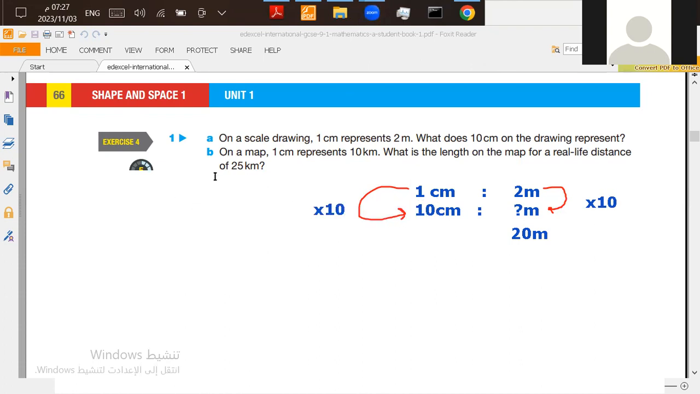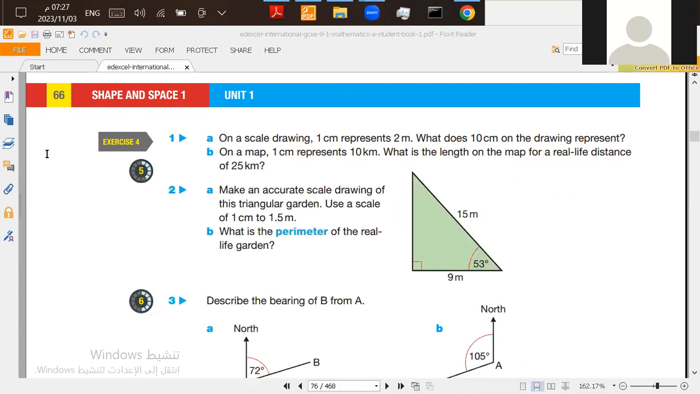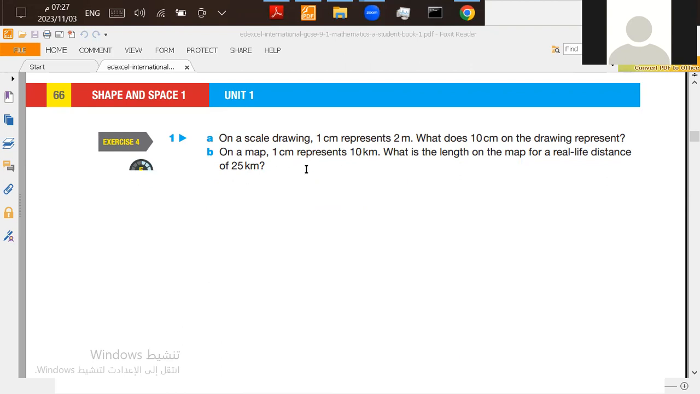Now, let's move on. Question B. On a map, 1 centimeter represents 10 kilometers. So 1 centimeter equals 10 kilometers, like this. What's the length on the map of a real life distance of 25 kilometers? So they gave me the map, of course this is the map. I have to know the difference between them: that this is the map and this is the real life. Because if I don't understand this, I can't answer the question.